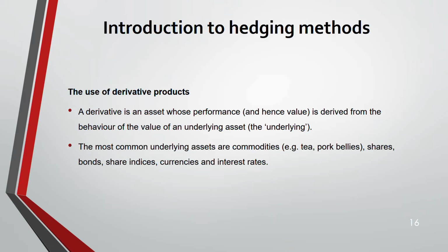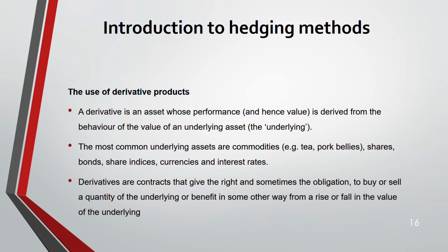These are the common underlying assets for which we use derivatives, like tea, pork bellies, shares, bonds, share indices, currencies, interest rates. But we are focused on currencies and interest rates only, these two, at the moment.